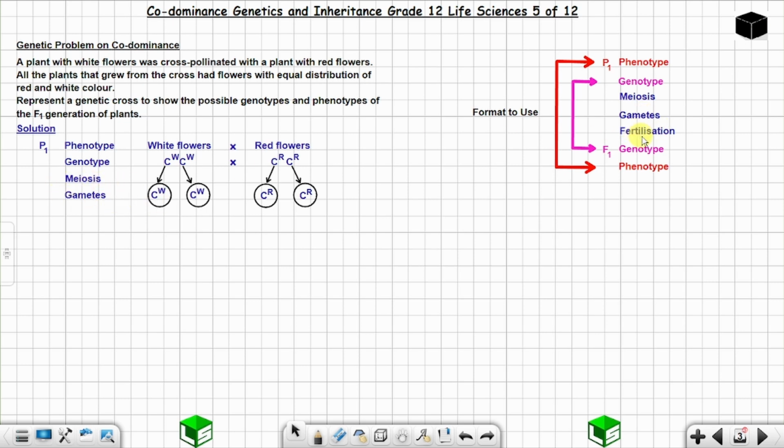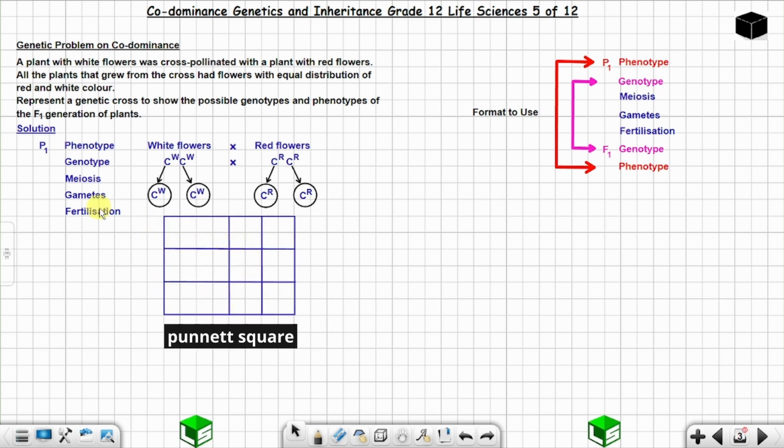Now you are going to have fertilization. At fertilization, you are going to have your Punnett square. You have your gametes there. You put the gametes for one parent on this side and the gametes for the other parent on this side. Now you are going to cross them.